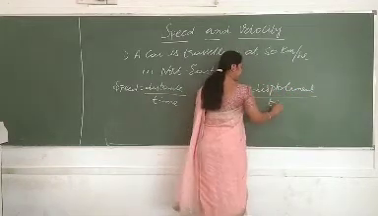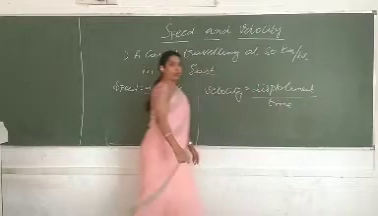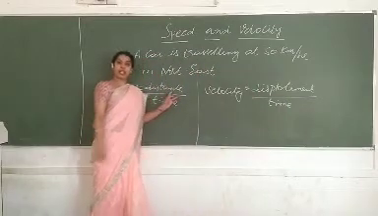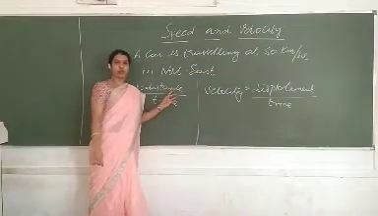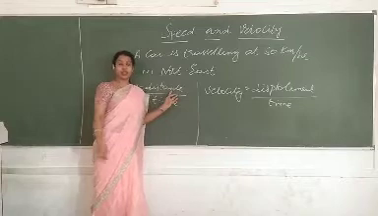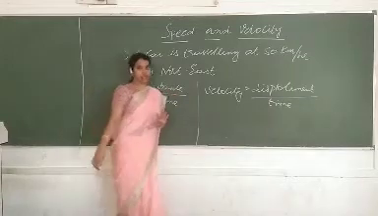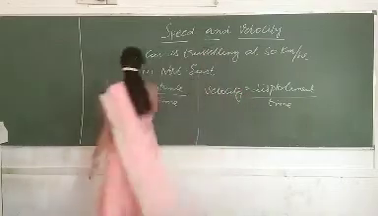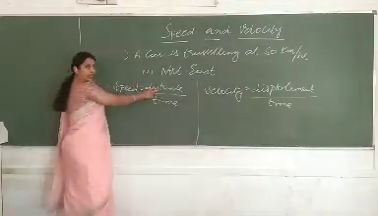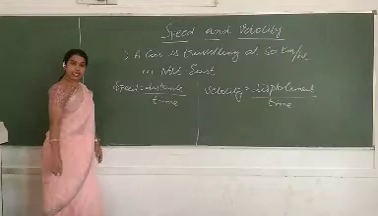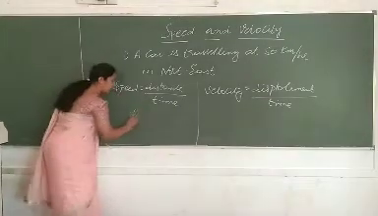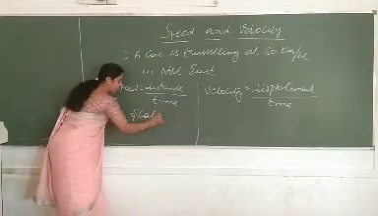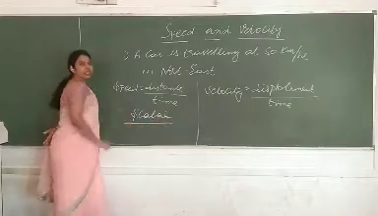Displacement by time. Now go back to the previous session. Displacement and distance, what is one of the basic differences? In distance, we don't consider direction. Hence, distance is a scalar quantity. When distance is a scalar quantity, speed is also a scalar quantity.